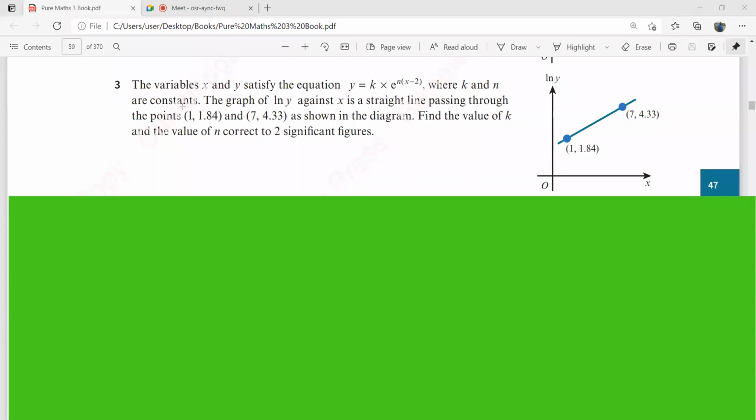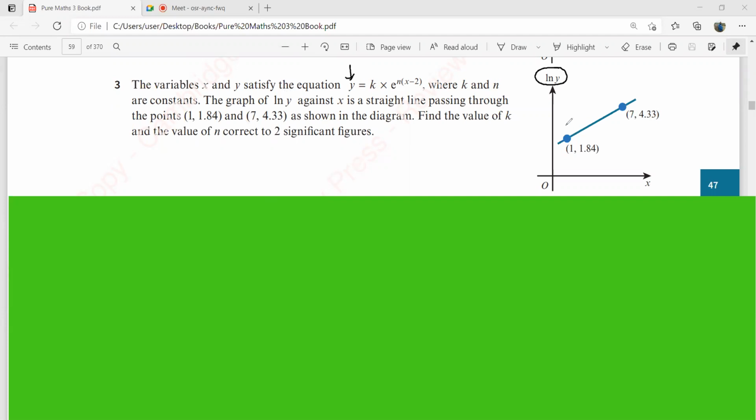Acha, third question, the variables x and y. Just a minute, let me complete this question and then you can ask your question, okay? Y is equal to this. Now, guys, you see, you have y here, but what is taken here is ln y. So that is a hint for you people that you will have to apply log on both the sides. So let's do that.